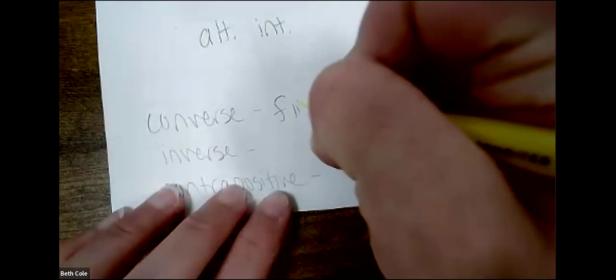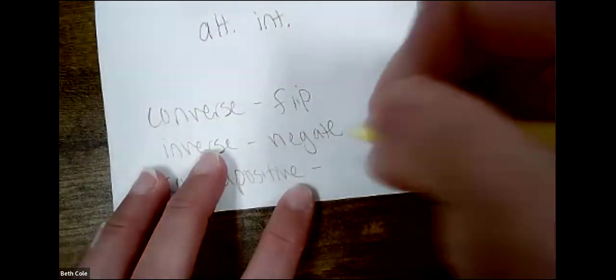So these are the if-then statements. Converse means you took your sentence and did what? Flipped it, switched it, reversed it, whatever you want to say for that. I'm just going to write flip. That's what you guys said. Inverse means negate. So you put not in there. But the order stays the same. And contrapositive means you flip and negate.